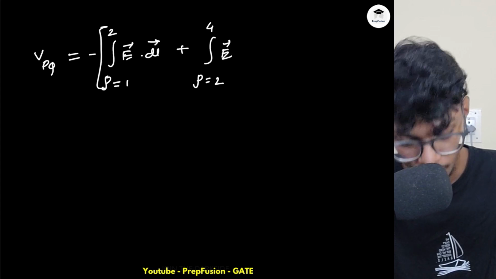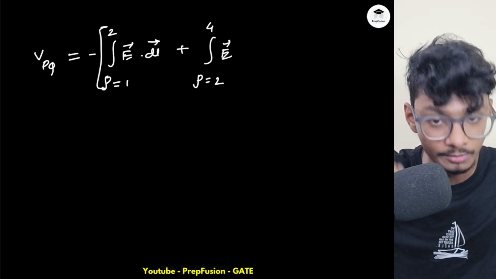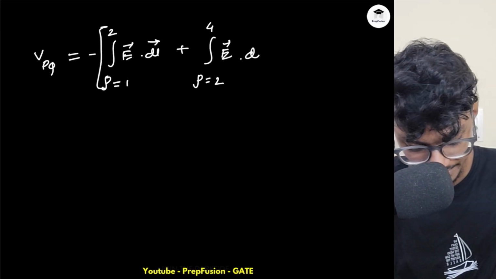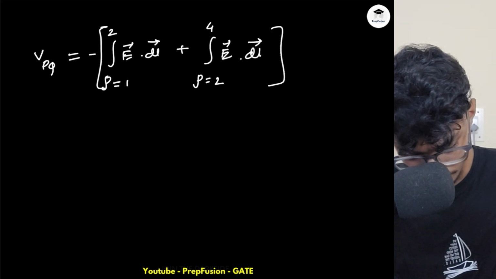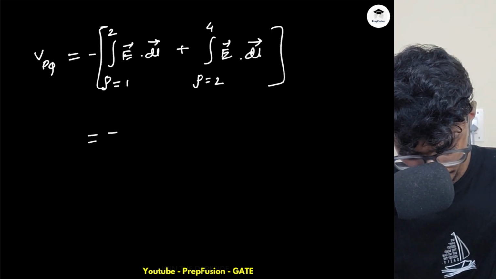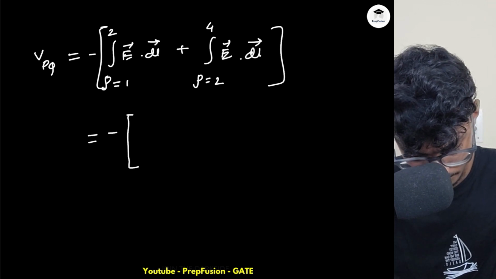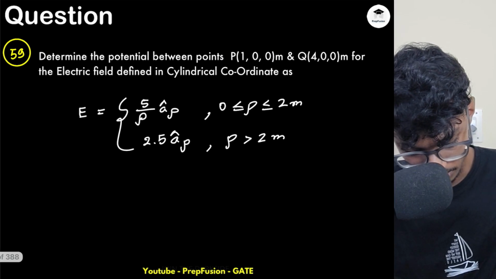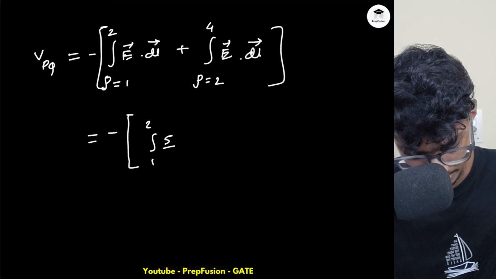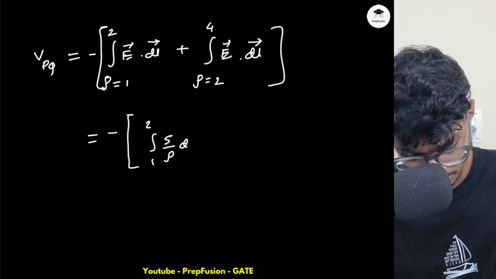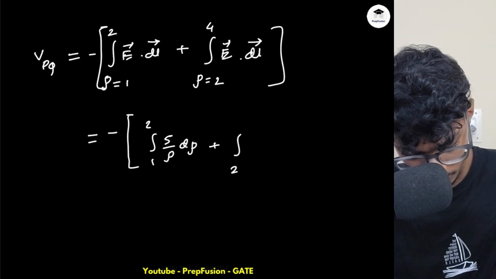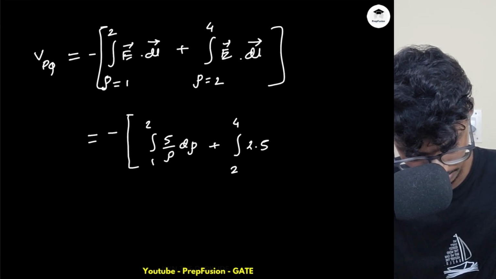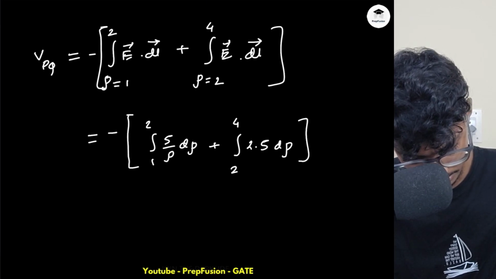So this type of breakage you have to do because the function definition is changing, and if you are not able to understand how I am integrating, go back and watch the calculus lecture. I have taught everything from basics there, so I will not repeat it here. Now I will finally write the definitions of electric field. Between 0 to 2 the definition is 5 by rho, with a rho cap, and the dot product is 1, so this will be d rho, plus from 2 to 4 the definition changes, that is 2.5. It is a constant, and this will be d rho again, correct?